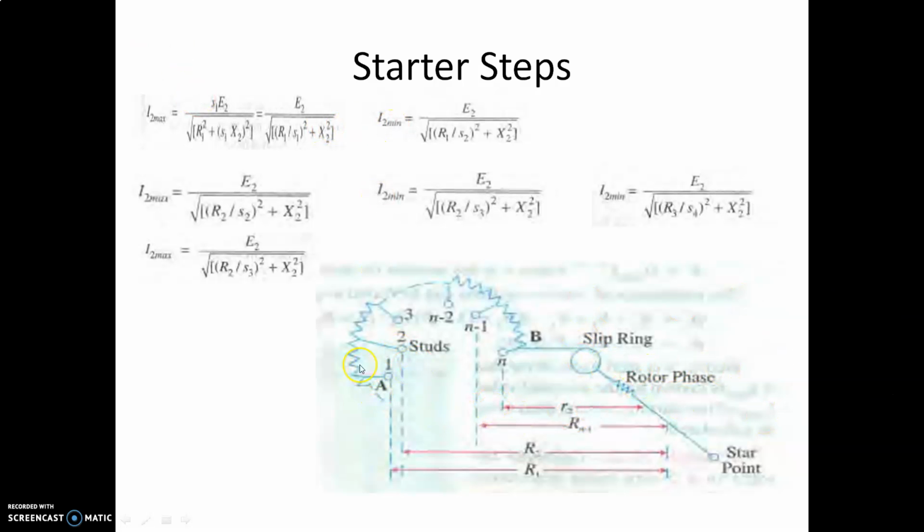Because for a particular position, that is from 1 to 2, the resistance value is going to be R1, and from 2 to 3 the resistance value is going to be R2, and so on. Up to this point the value of resistance is R1, then the value will be changed to R2. From this 2 to 3 it is going to be R2, and so on.